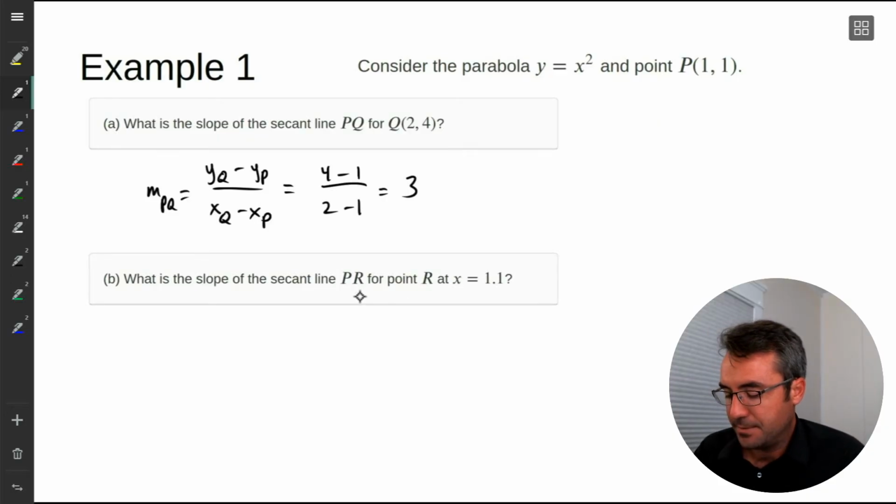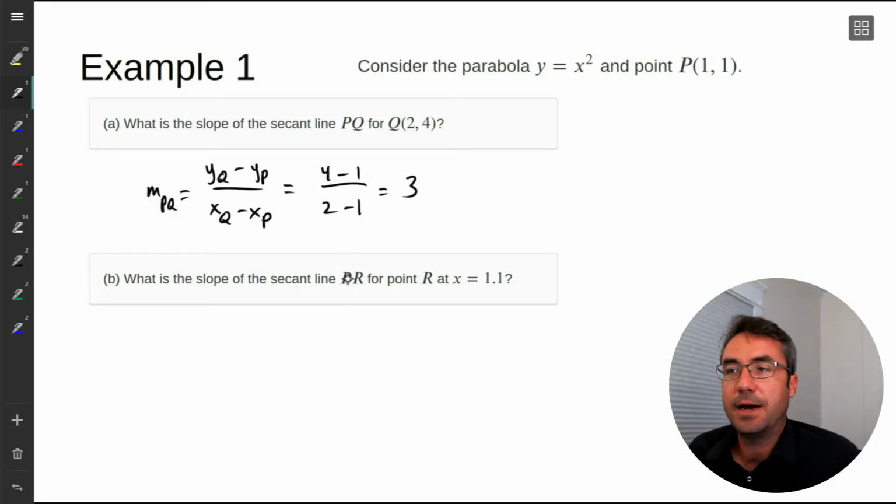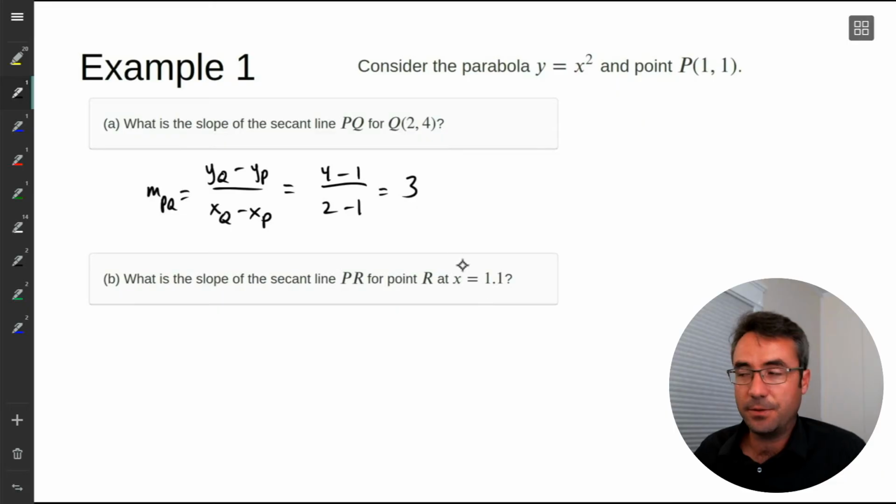All right, let's try it again. Let's get the slope of the secant line connecting points P and R, where R is the point at x equals 1.1. Now the difference here: in the first one, we're given both coordinates for Q. For point R here, we're only given the x coordinate. So how do we find the y coordinate? And the way we do that is with just plugging into the function.